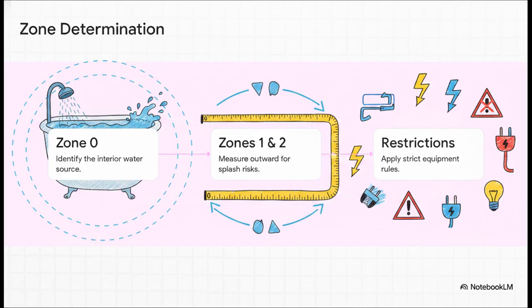Step 1 is identifying Zone 0. That's always the absolute interior of the water container, like the inside of a bathtub or the floor of a shower. Step 2 requires an inspector to physically measure outward from that water source to establish the limits of the next zones, usually zones 1, 2, and sometimes 3, depending on the splash risk. And finally, Step 3 is applying strict equipment restrictions based on exactly which zone you're standing in. You can't just eyeball this. It's a game of precise geometry.